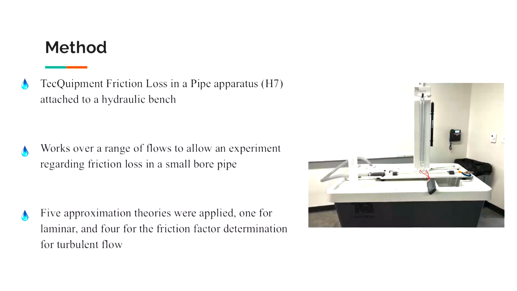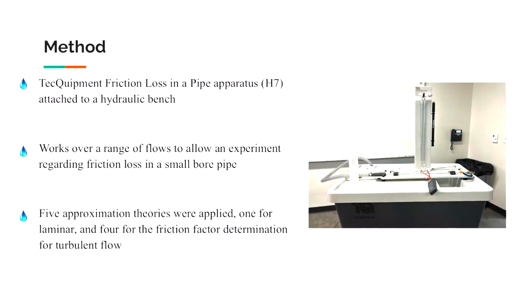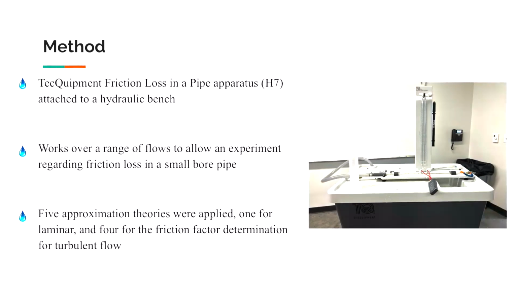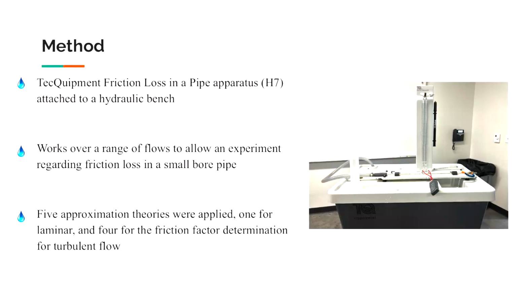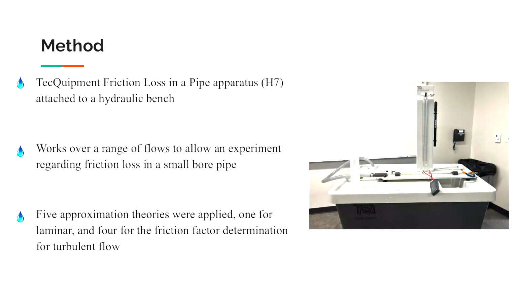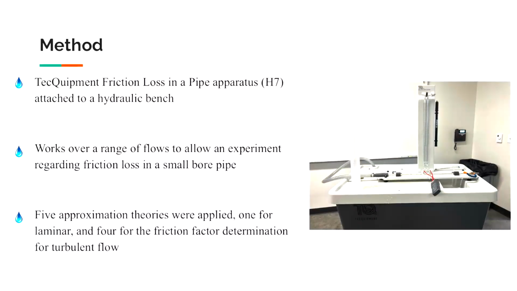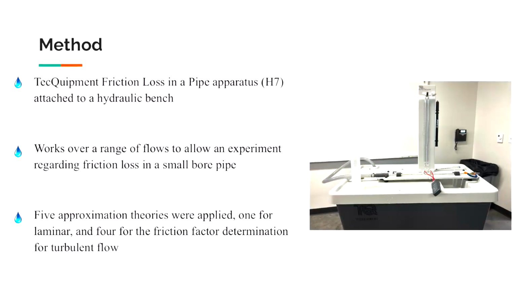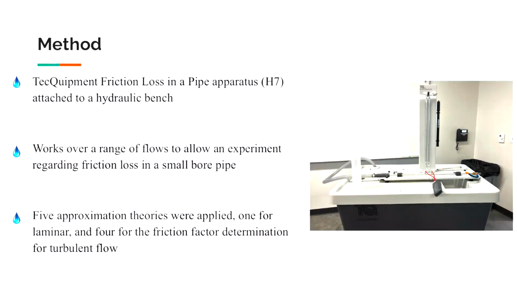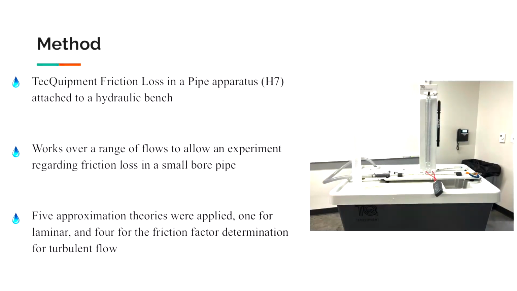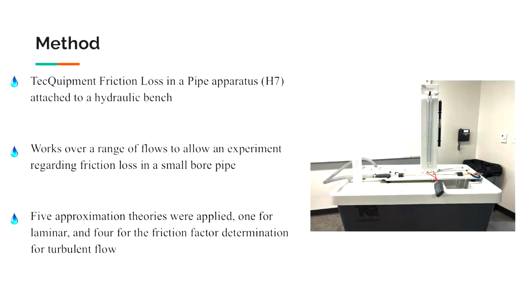To be able to perform this kind of experiment, we used the TecQuipment friction loss in a pipe apparatus attached to a hydraulic bench. To determine the best approximation method that can be applied to estimating the friction factor, we found the closest fitting relationship to the experimental values. The method includes theoretically calculating the Reynolds number and applying it to the research approximation theories, then determining the closest fitting relationship to the experimental values, one of which we applied for laminar flow and the other we applied to the friction factor determination for turbulent flow.